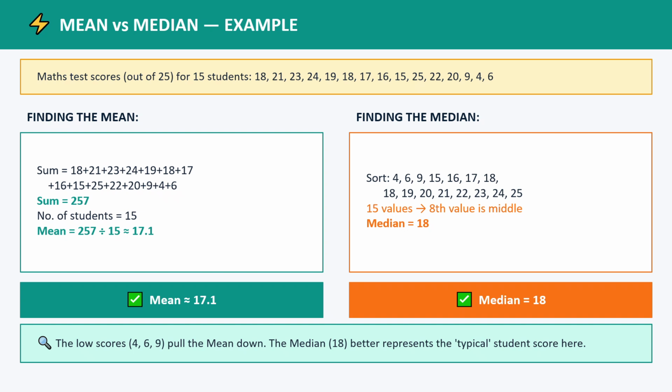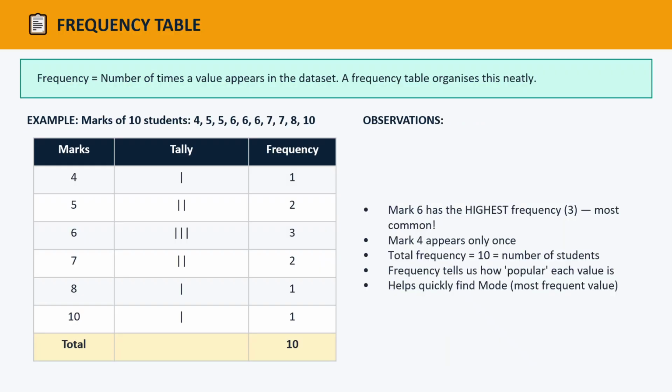Now let's organize data using a frequency table. Frequency simply means how many times a value appears. For example, if the number 6 appears 3 times, its frequency is 3. This helps us quickly identify the most common value, also called the mode.